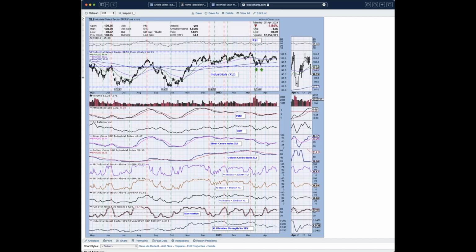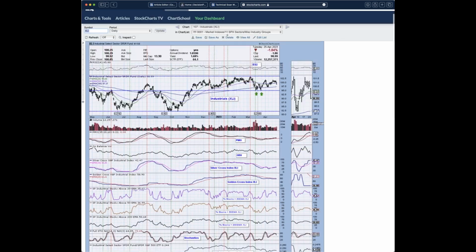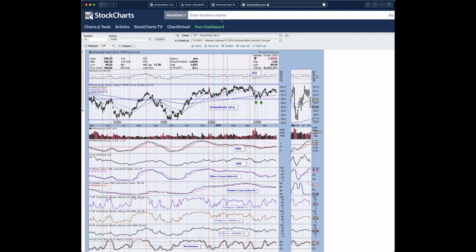The Silver Cross, it looks like it's kind of rising here, but look at these percentages of stocks above their 20 and 50. It's falling. There's no way this number is going to get bigger. It's going to more than likely fall. So we should be prepared for more downside here for industrials. This is not the strong sector. You can see that it was trying to gain relative strength here, but it's starting to fall off the map. So I have to say that's not a good spot.